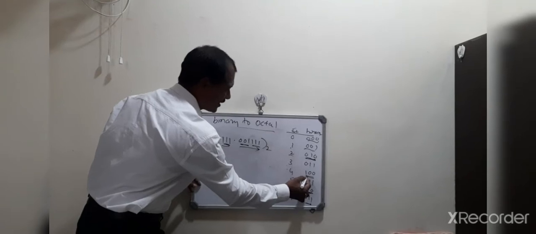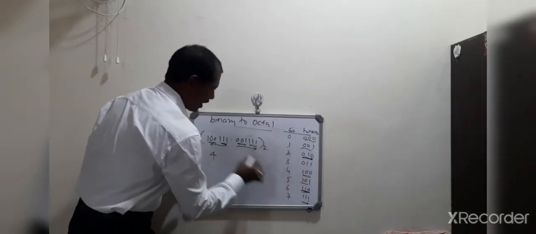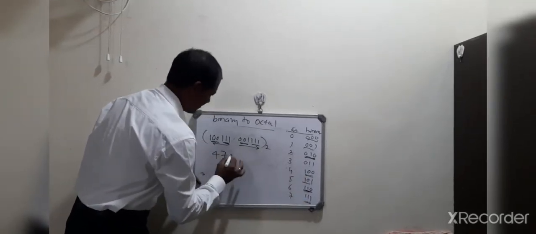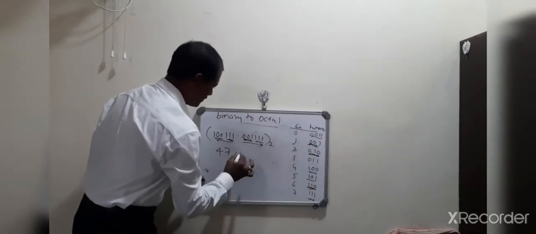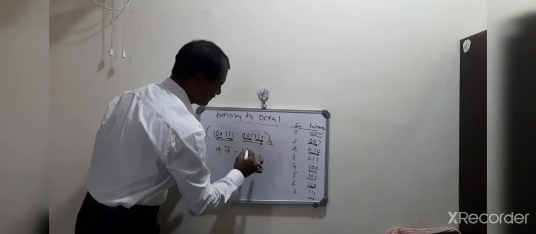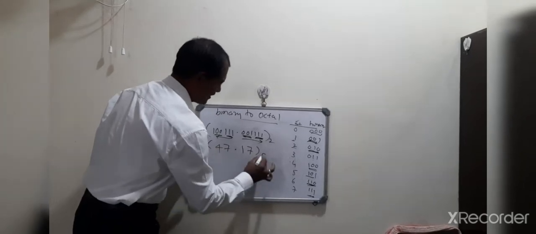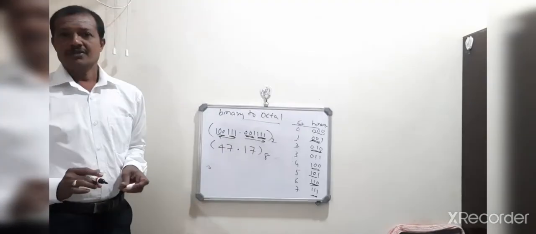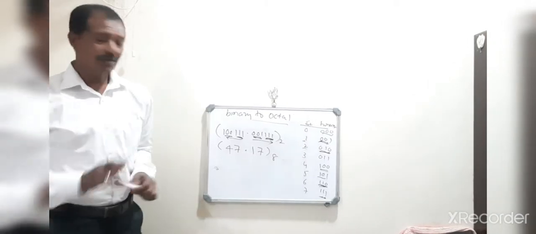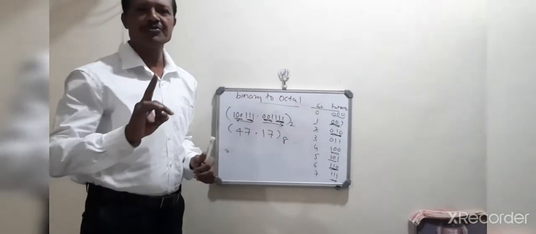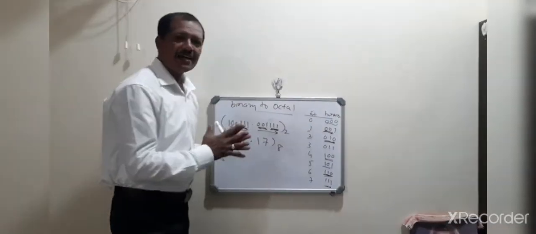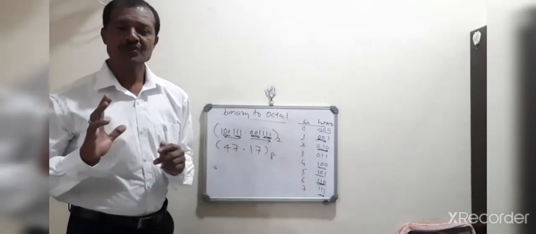100 means the equivalent octal number is 4. 111 means that is 7. 001 means that is 1. 111 means that is 7. Base 8. After converting the number, you must write the base. Using the base itself, you can understand what type of number it is. This is the way to convert binary to octal.